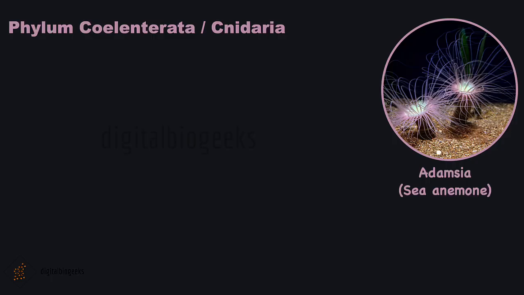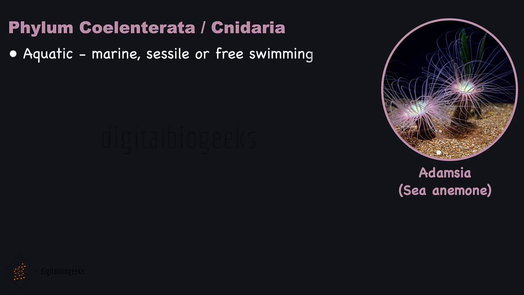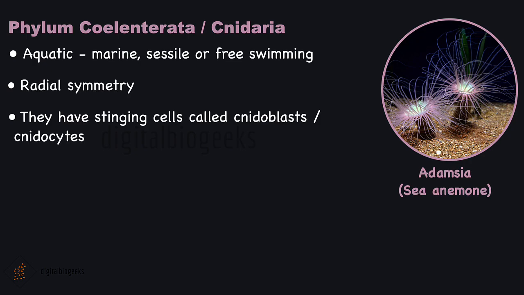Phylum Coelenterata or Cnidaria. Sea anemones are examples of Coelenterata. They are aquatic, mostly marine, sessile, meaning fixed into one place, or they are free swimming. Their bodies show radial symmetry. They are called cnidarians as they have stinging cells called cnidoblasts or cnidocytes.